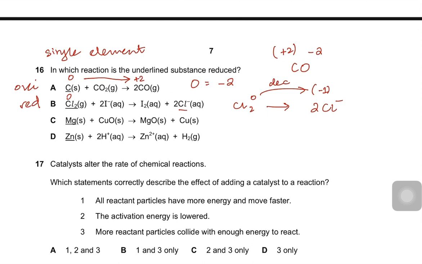Magnesium has an oxidation number of 0, but when it's becoming a part of magnesium oxide, the oxygen is -2 and magnesium is +2. So magnesium is becoming +2. Again, that is a kind of oxidation. If you look at zinc, zinc is 0 in the beginning and then it's becoming +2. So that is again a kind of oxidation. So the answer is going to be B for Burroughs.